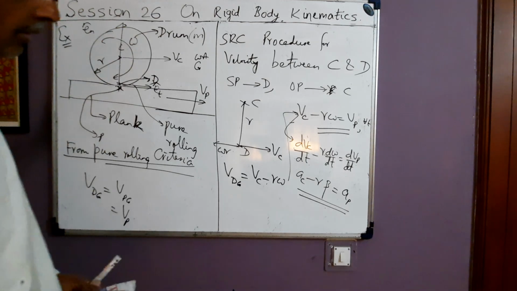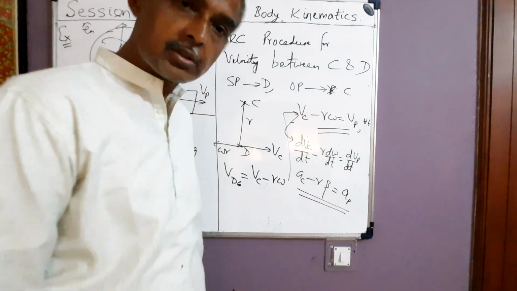Now see, AC minus R beta is equal to what? AP. This is clear? Fine.